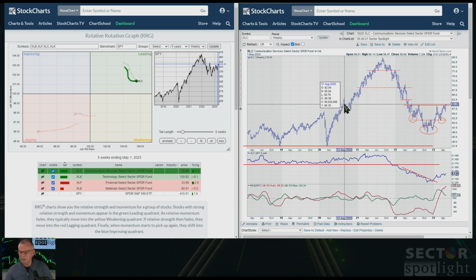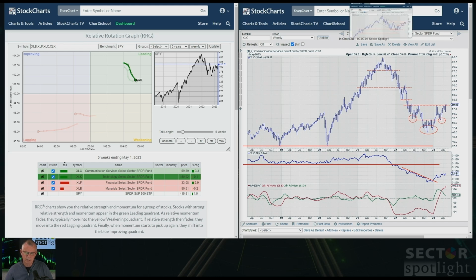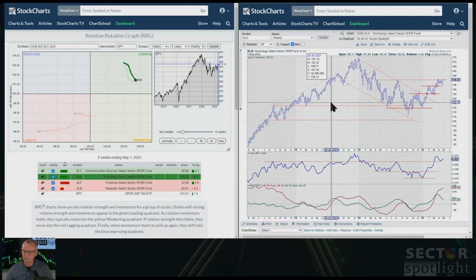So I really have good hopes and good expectations for the communication services sector, especially aligning it with that strong seasonal point of view. And when you can see XLC breaking significantly above that $60 barrier, I think that'll be a really good sign. And then finally, we have the technology sector, obviously the most important in terms of market cap sectors in the S&P 500.